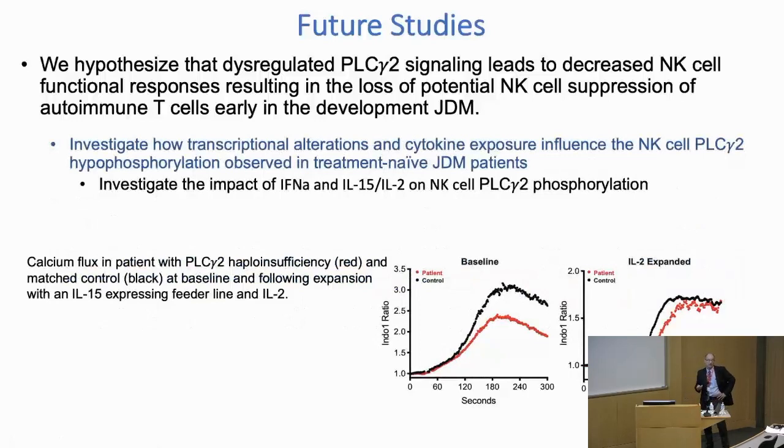So Josh, the other grad student, is really interested in looking at patients with unusually severe and recurrent herpes virus infections. And in 2 families, we've identified haploinsufficiency, so mutations in 1 copy of their PLC gamma 2 protein. And this leads to suppressed but not absent calcium flux. So here's one of the patients, and here's the control.